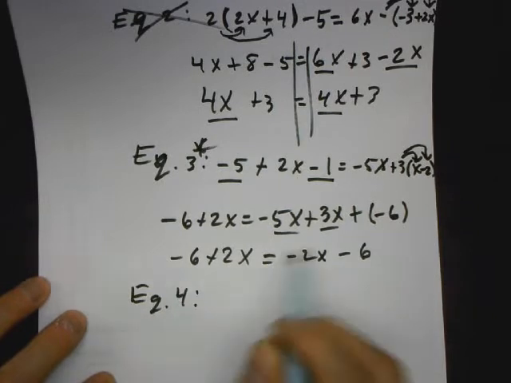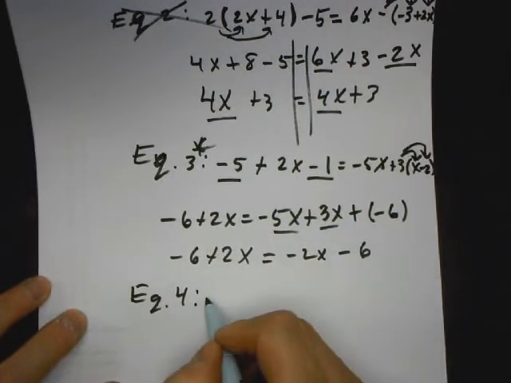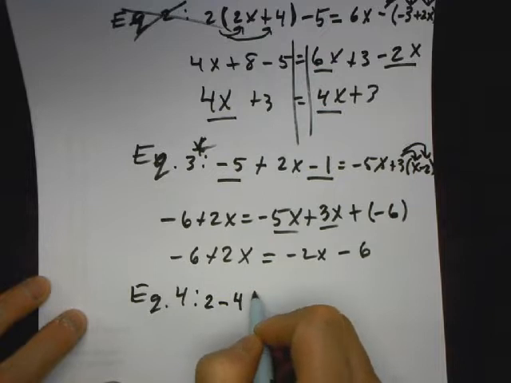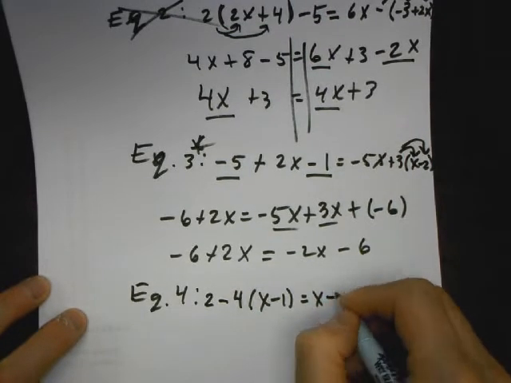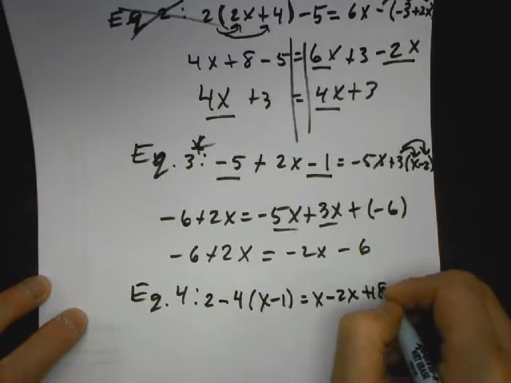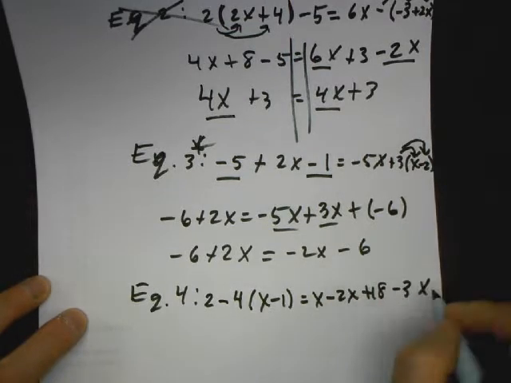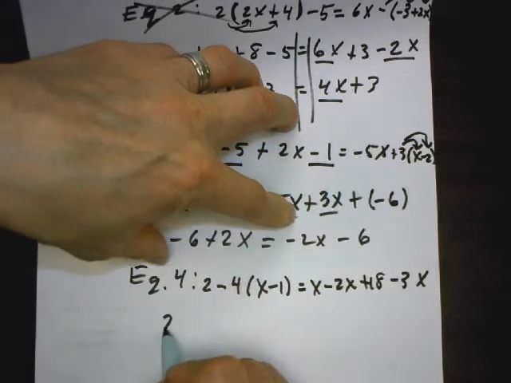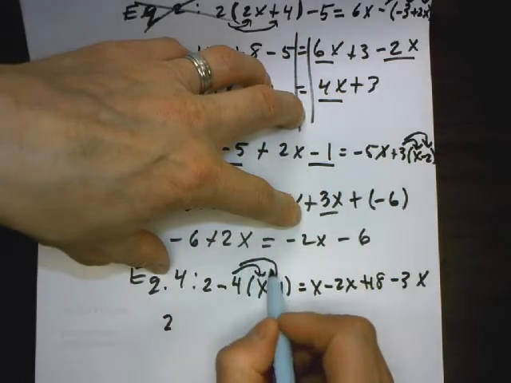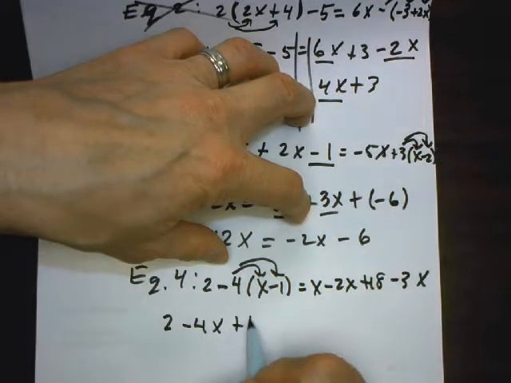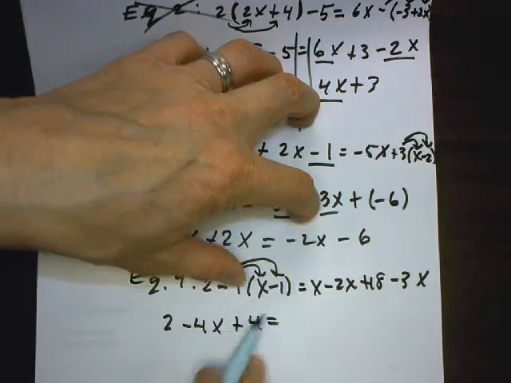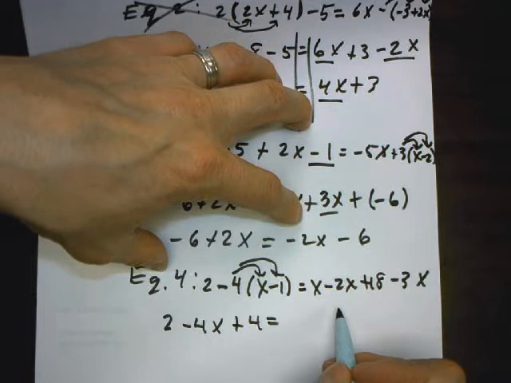So equation number 4 now, the last one we have to test. I have 2 minus 4 times x minus 1 equals x minus 2x plus 18 minus 3x. Simplify both sides. First distribute. We're distributing a negative 4 now because of the minus sign. I got negative 4x. Negative times negative is positive. This times this is positive 4.